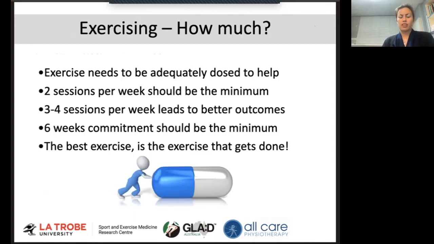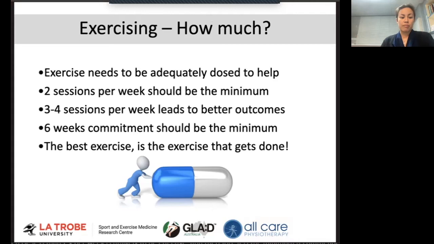So how much exercise should you be doing? As I said before, your exercise needs to be adequately dosed to help. So you should be completing a minimum of 2 sessions, but if you can complete 3 or 4 per week, you will get better outcomes. You must try a strengthening exercise program for 6 weeks minimum to see any effect of the exercise program on your strength, your function, and your everyday life.